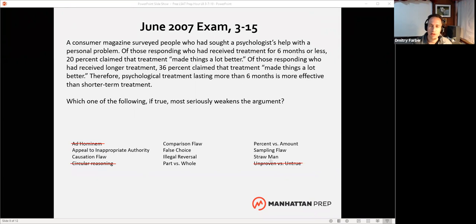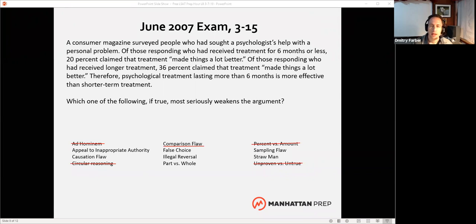So it's not unproven versus untrue. They never make a claim about truth based on whether there is evidence or not, right? They give some evidence and they make a conclusion, but that's every argument. Every argument gives some evidence and makes a conclusion. And every argument, the conclusion is not necessarily true. But unproven versus untrue is only when they say, hey, either we can't prove this, so it's not true, or we can't disprove it, so it is true. They didn't do that. As I said, it's not percent versus amount because they're only comparing percents. They never compare amounts. Comparison as a whole, absolutely, right?